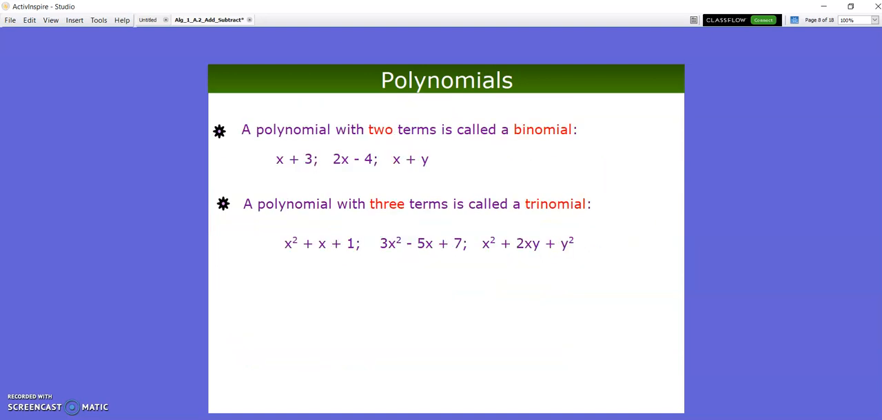Now that we got all that background information, we'll take a little bit closer look at naming polynomials. A polynomial with 2 terms is called a binomial. So here we go. I've got 1 and 2. Here are 2. There are 2. If I have 3 terms, it's a trinomial. So here I've got 1, 2, 3, trinomial. Again, here 1, 2, 3, 3 different terms, and here as well. See how the terms are separated by either addition or subtraction signs.